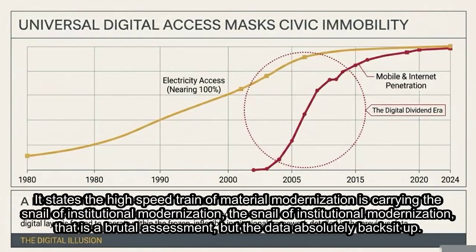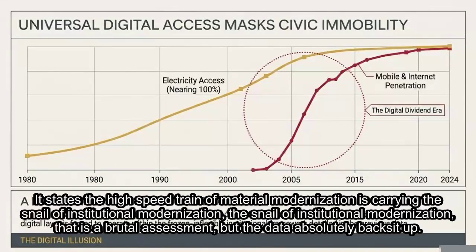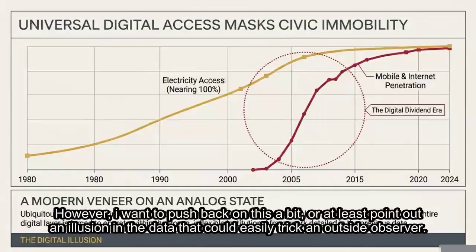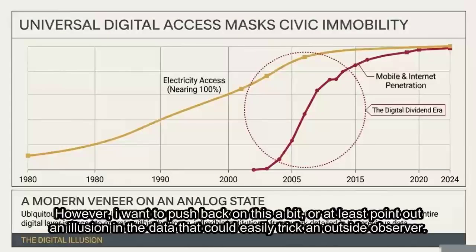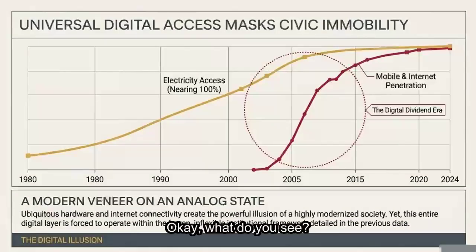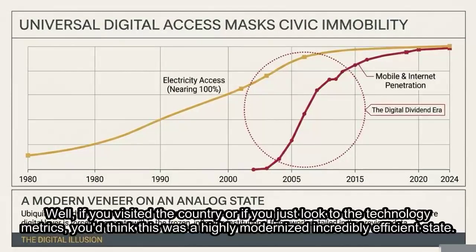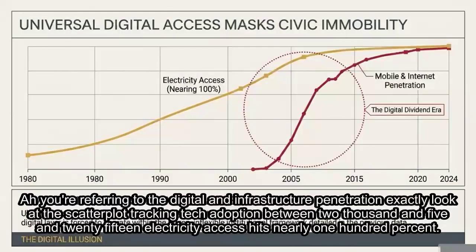There is a specific academic verdict in the report that synthesizes this failure perfectly. It states, the high-speed train of material modernization is carrying the snail of institutional modernization. The snail of institutional modernization. That is a brutal assessment, but the data absolutely backs it up. However, I want to push back on this a bit, or at least point out an illusion in the data that could easily trick an outside observer.